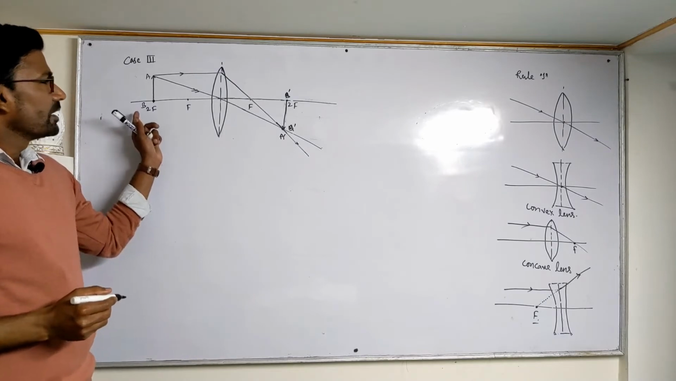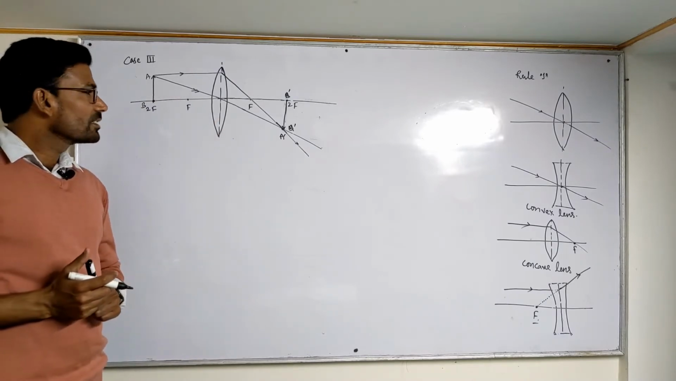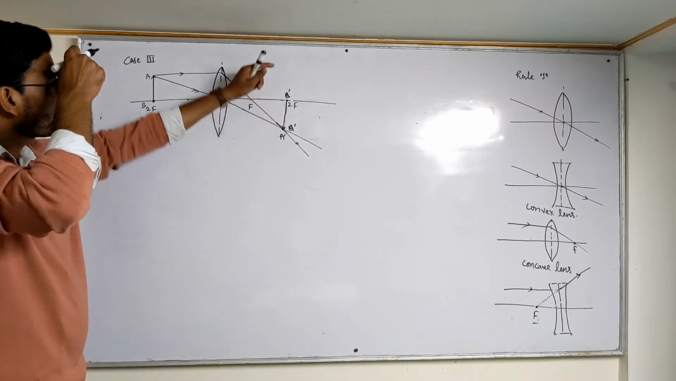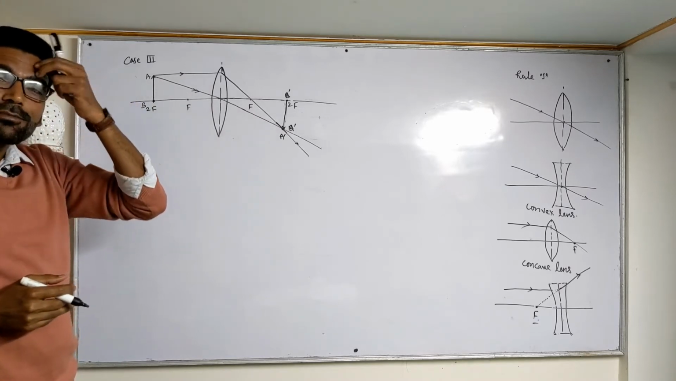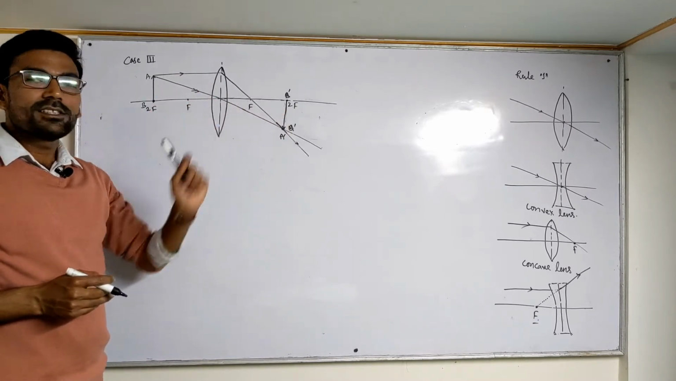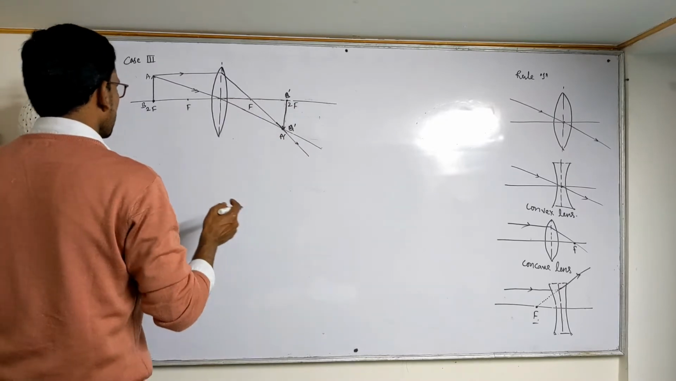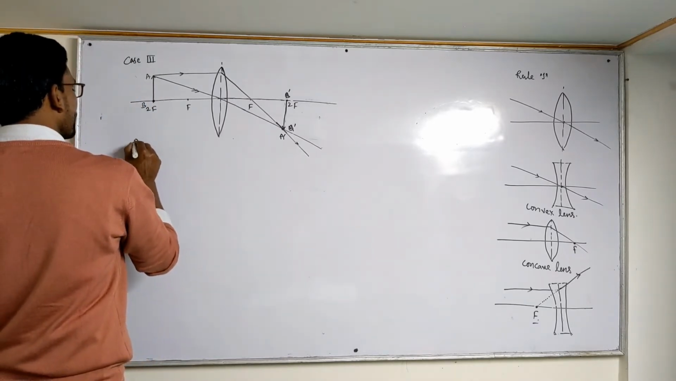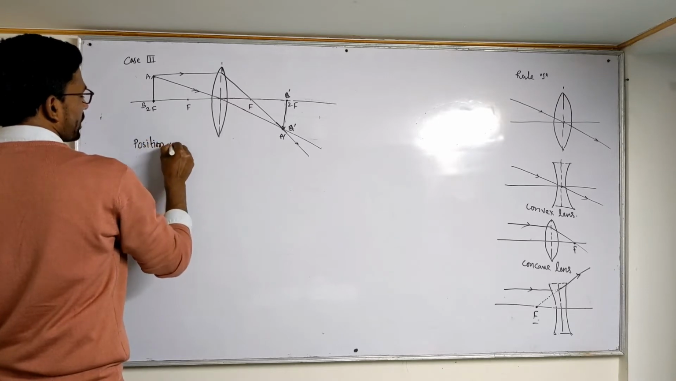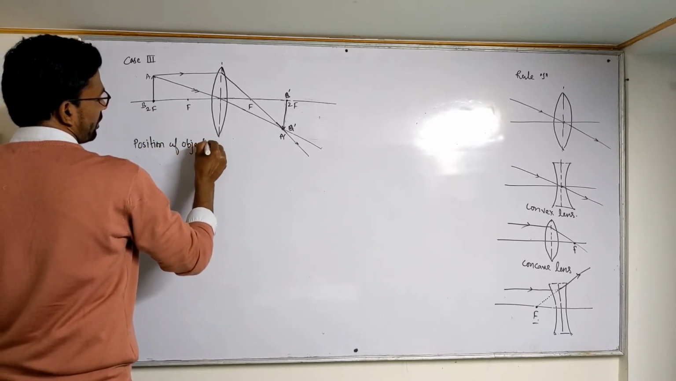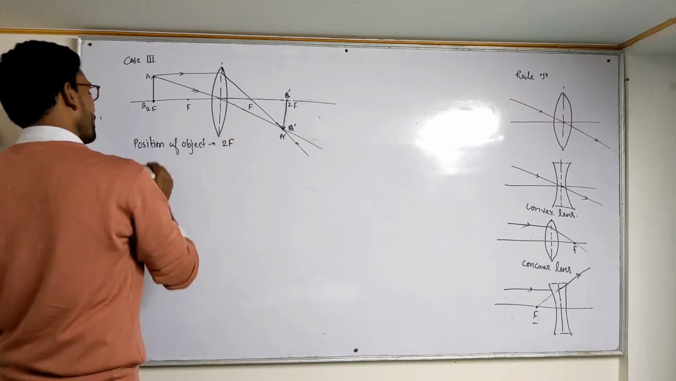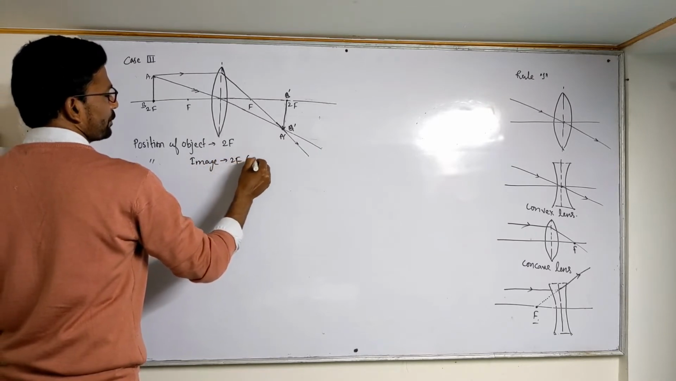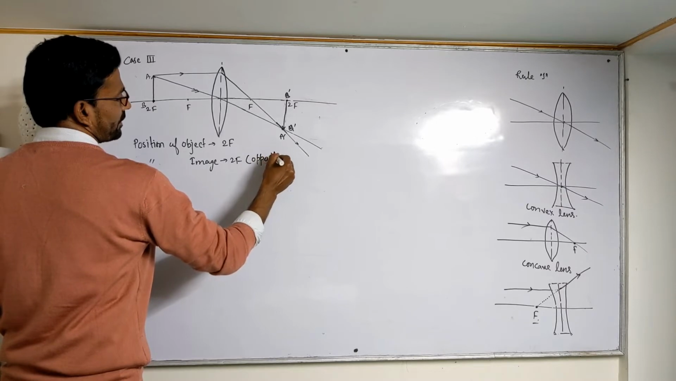And if we discuss the nature and properties of this image, we will see that the size of image is exactly the same as the size of object. It is inverted and real. So two things we want to discuss here. One thing, the position of object. It is at 2F. Position of image. It is also at 2F, opposite to the lens, on the opposite side.